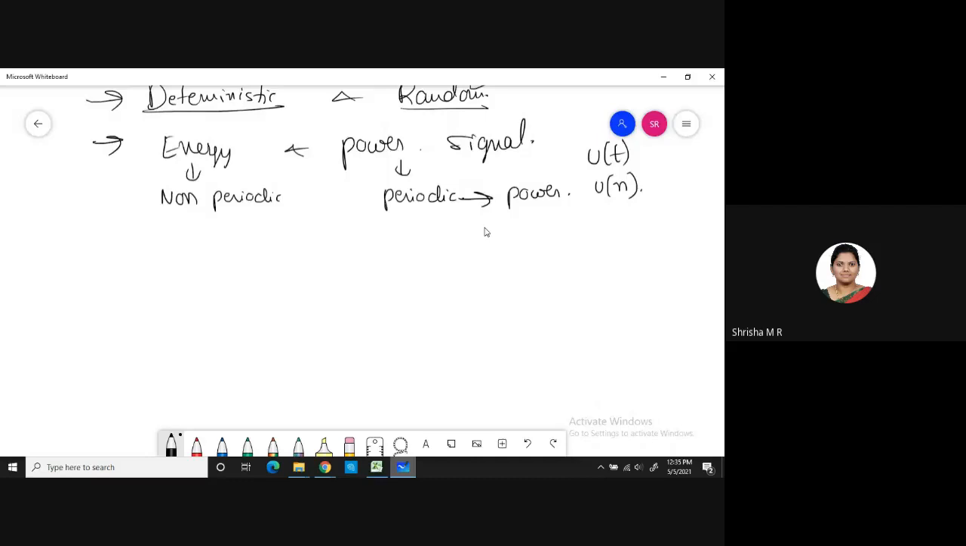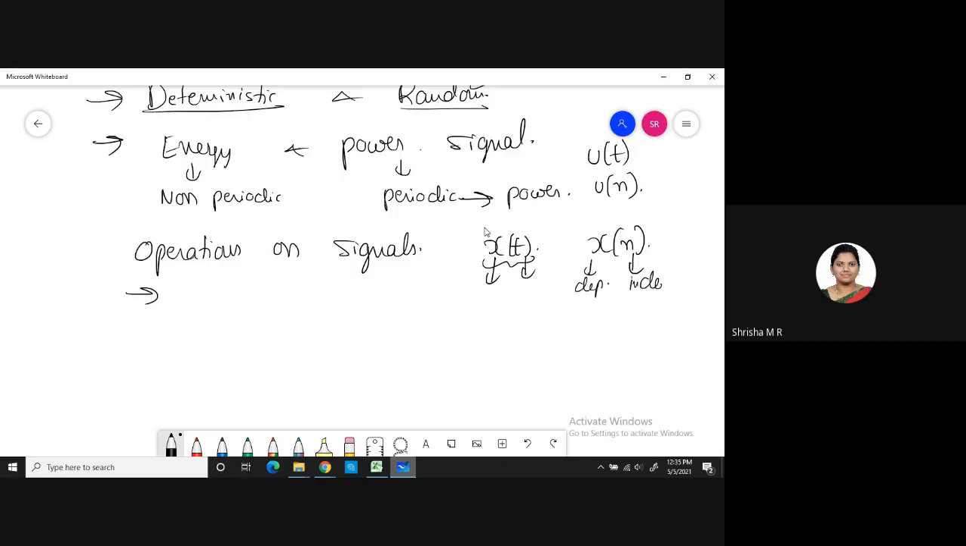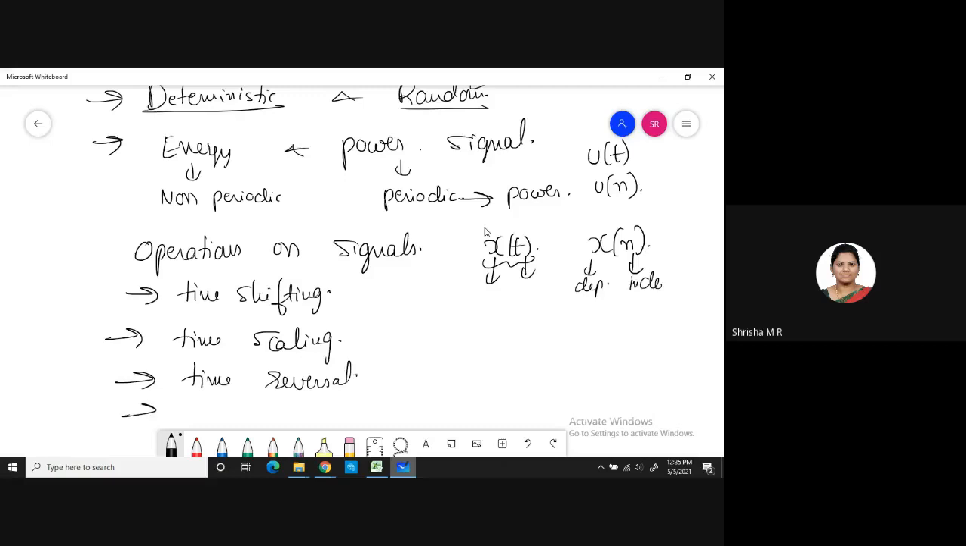And next was operations on signals. If x of t is a function, t is the independent variable and x is the dependent variable. Similarly for a discrete time signal, n is the independent and x is the dependent variable. So we have seen operations on the independent variable like time shifting, time scaling, time reversal, and amplitude scaling.